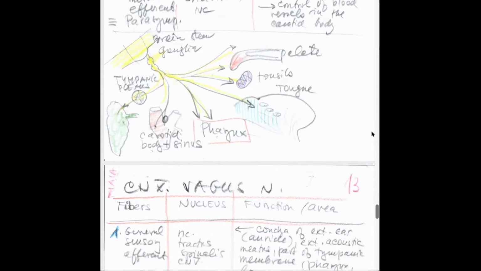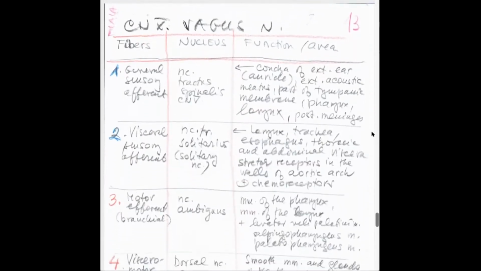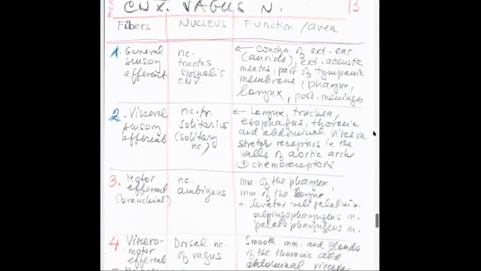The following is the nervus vagus, or vagal nerve, which we see on the table, and which must contain the same components, starting with the fibers. The first one is the general sensory, afferent, same as number 9, the spinal trigeminal nucleus belonging to nerve number 5, and we see the impulses coming from the concha of the external ear, auricle, then the external acoustic meatus, then again part of the tympanic membrane, then the pharynx, larynx, and posterior part of the meninges.